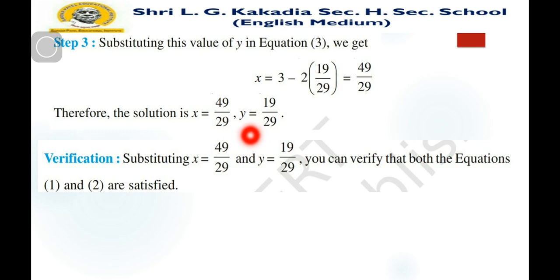So by finding this value, if we find unique values of x and y, as you can see here, you can say that both lines are intersecting at one point. Which point? 49 by 29 comma 19 by 29. It is the coordinate of the intersecting point of both lines.